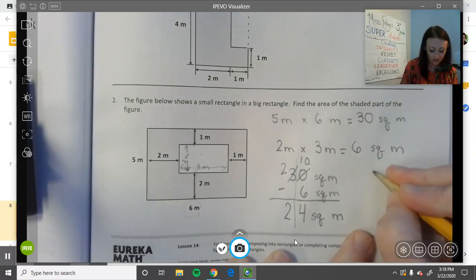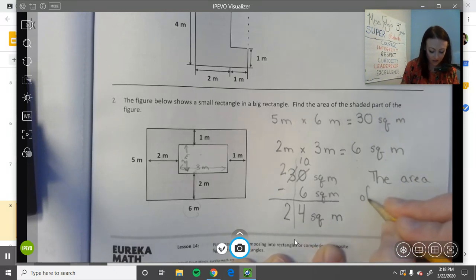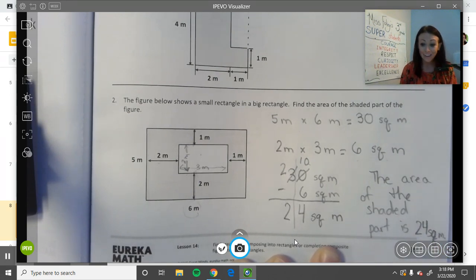So that means the area of the shaded part is 24 square meters. Running out of space here.